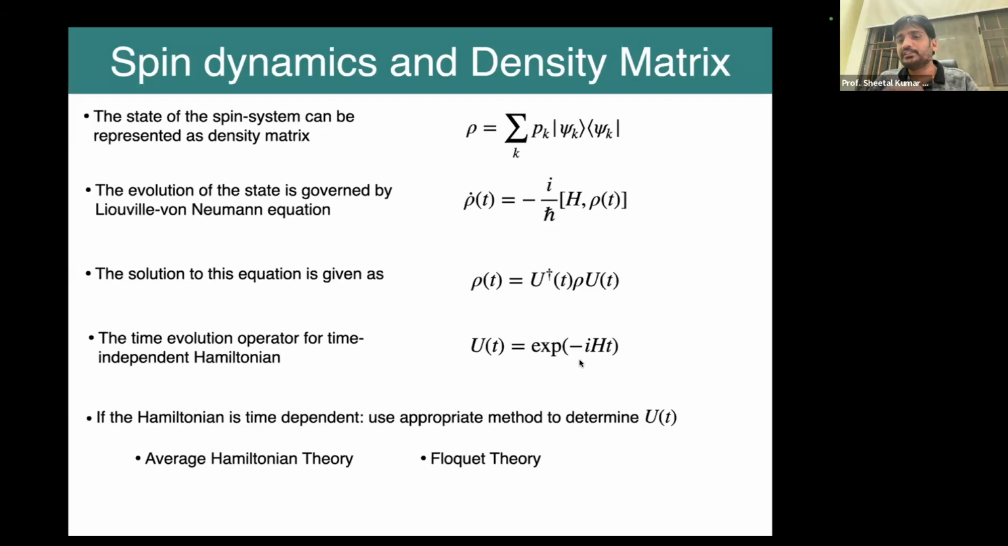However, the situation becomes slightly tricky if the Hamiltonian has time dependence. For that kind of situation, we need advanced theories. Here are two examples I put, but there are different approaches. And one of them is average Hamiltonian theory, which is the focus of today's talk.